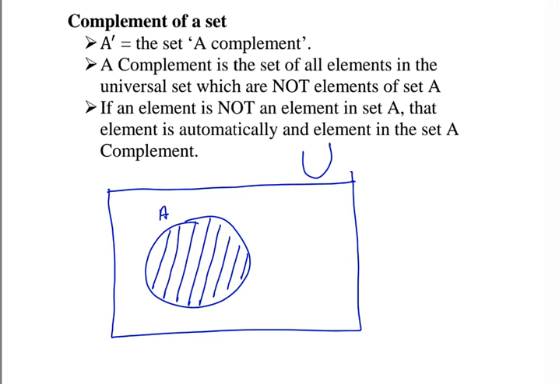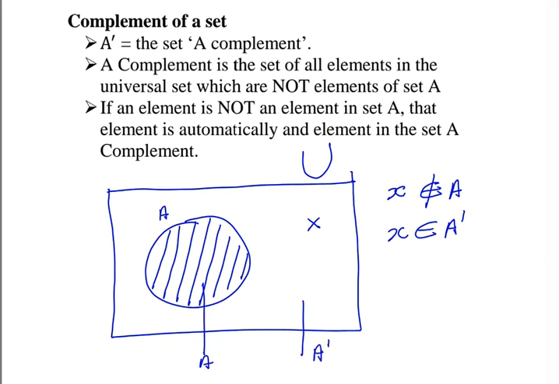Now, if an element is not an element in set A, that element is automatically an element of A complement. So for example here, X, I could say that X is not an element of the set A. Now, if X is not an element of set A, X is automatically an element of the set A complement. So if in here is the set A, out here would be where you would have the set A complement.